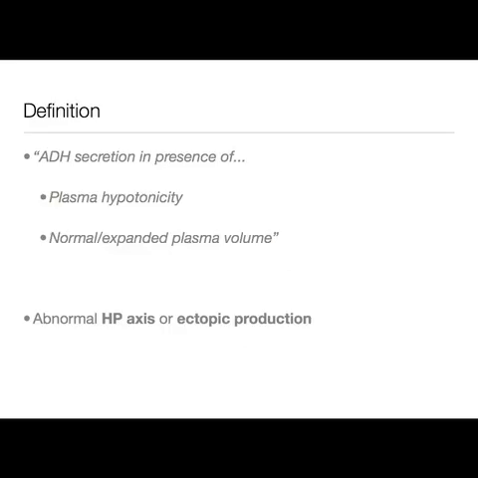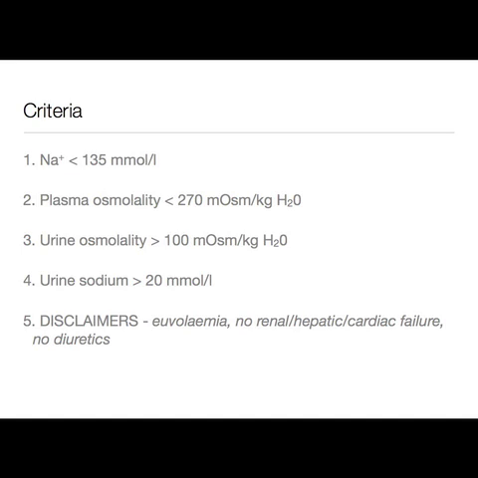So finally in this podcast, I want to talk briefly about the syndrome of inappropriate ADH. This is defined as ADH secretion in the presence of plasma hypotonicity and normal or expanded plasma volume. And it indicates that the hypothalamic pituitary axis is abnormal, or there is some ectopic production of ADH. There are 5 important criteria for diagnosing SIADH, and you should perhaps try and learn these.